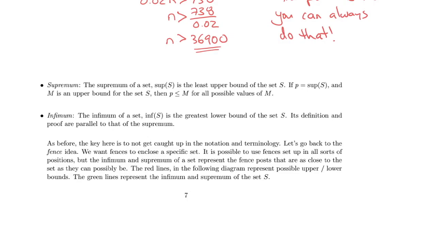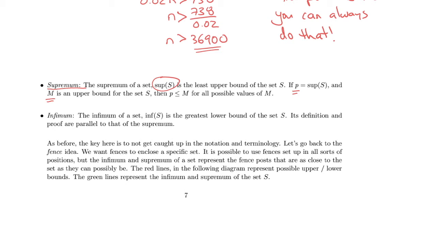The next definition we want to look at. Whoa, way too big. Sorry, I'm going to change the size of the pen there. The supremum. The supremum of a set, denoted SUP of the set S, is the least upper bound of the set. Which probably doesn't make a lot of sense right off the bat. But if P is equal to the supremum of the set, and M is an upper bound for this set, now remember, an upper bound can be any value that's larger than all of the values in that set, greater than or equal to all of the values in the set.